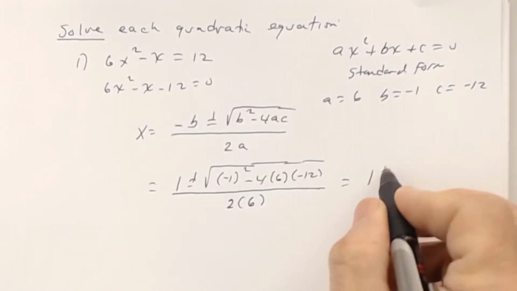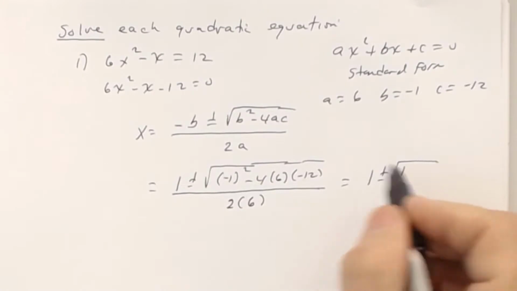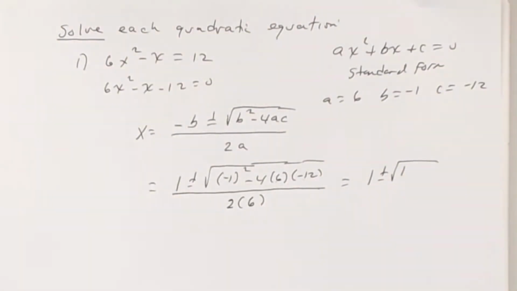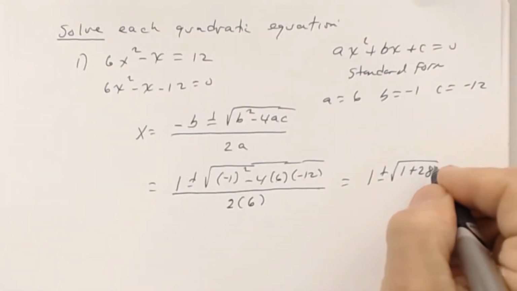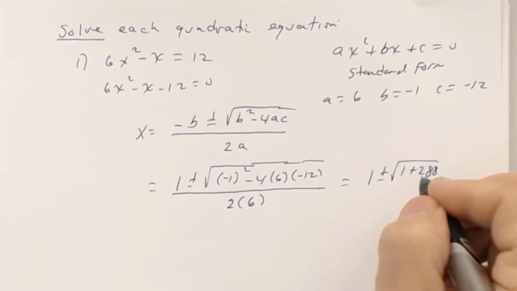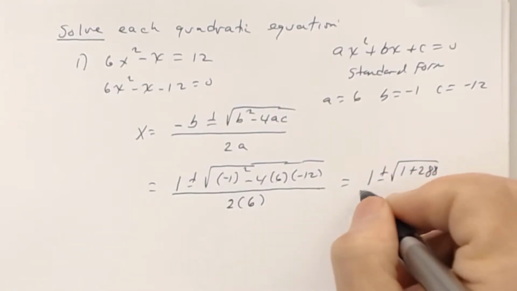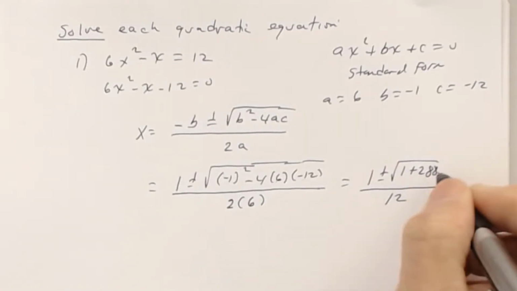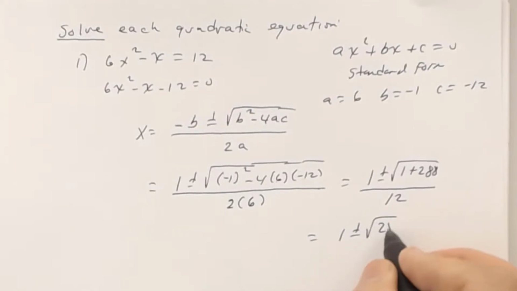So I get 1 plus or minus the square root of, what's negative 1 times itself? All right, what's a negative 4 times 6 times a negative 12? Use your calculator. 288. Negative 288? No. Positive. A negative times a positive times a negative is a positive. All over 12, right? Okay, now 1 plus 288 is 289 over 12. All right, now that's the large number.